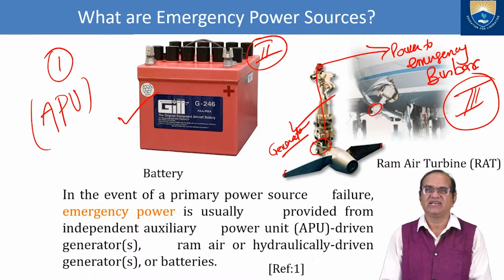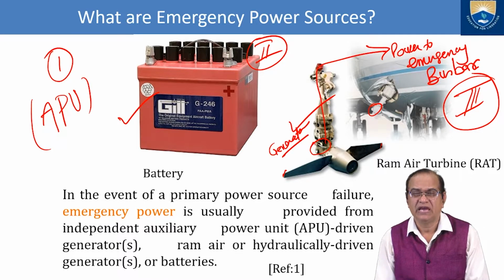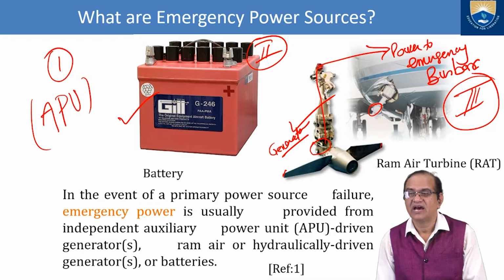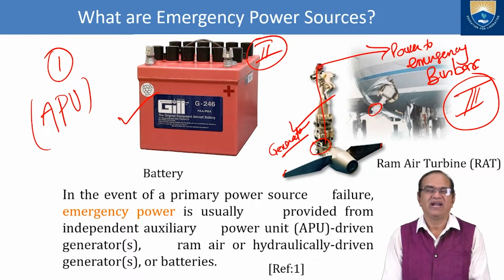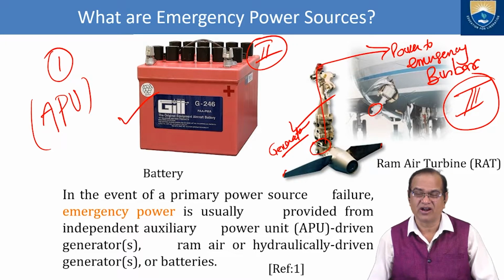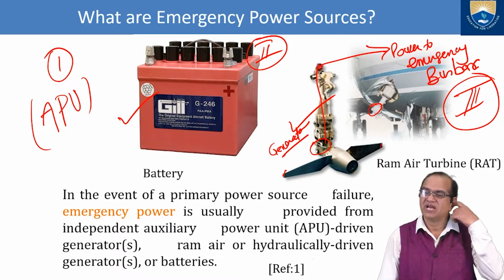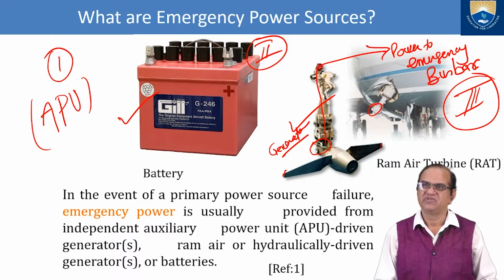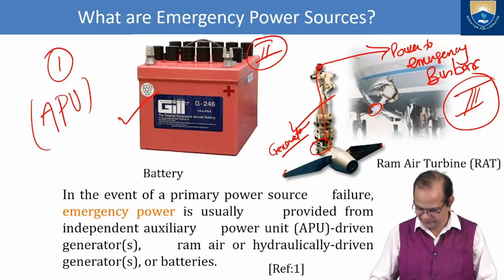At that time, power will be given either from the APU, the auxiliary power unit, or by the ram air turbine, or by the battery. The battery is in all aircraft. The APU and the RAT are not in all aircraft. Most of the bigger aircraft have the APU, we have the RAT also, and we also have the battery.